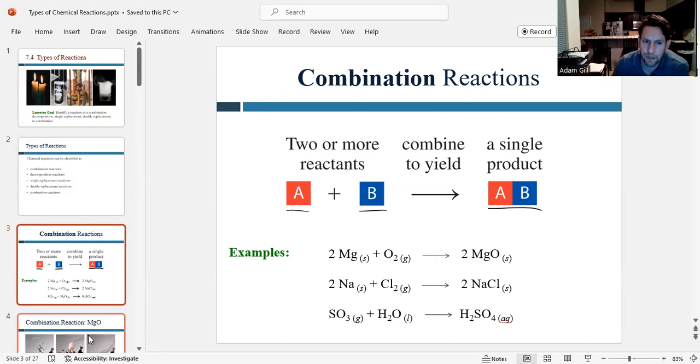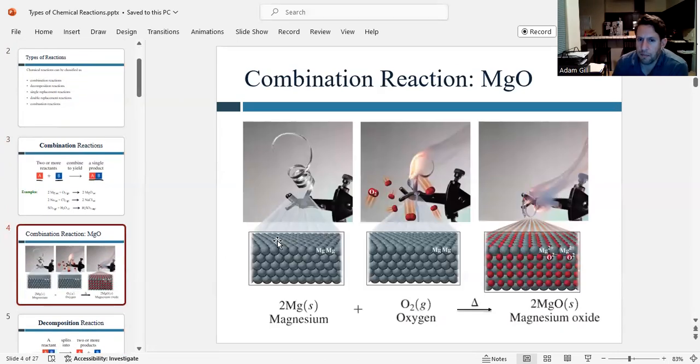Here's an example of magnesium reacting with oxygen, doing a combination reaction to make magnesium oxide. We'll actually be doing this one in a later experiment in lab. It's kind of fun. Magnesium catches on fire, it burns really bright. Anyway, combination reaction.